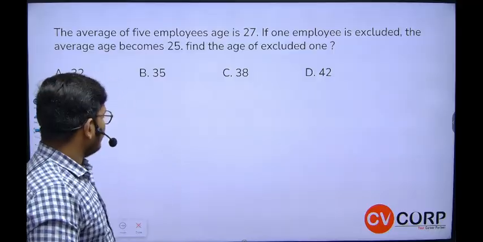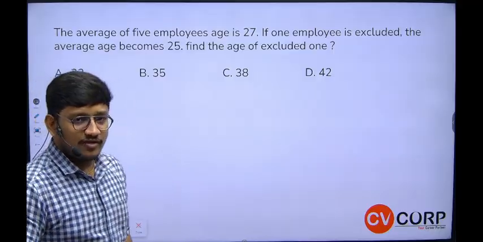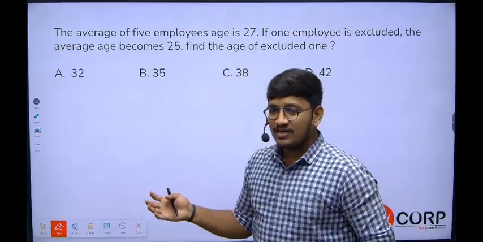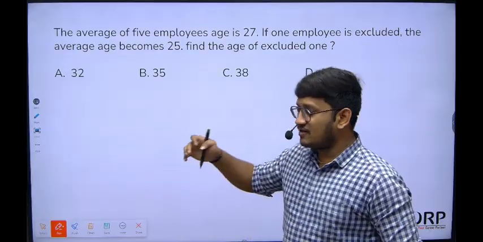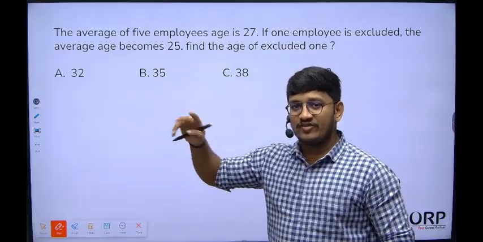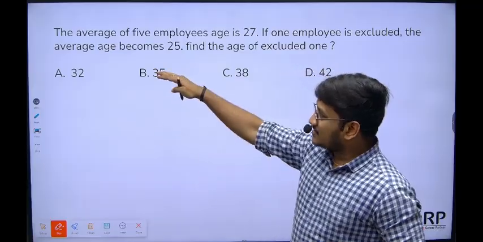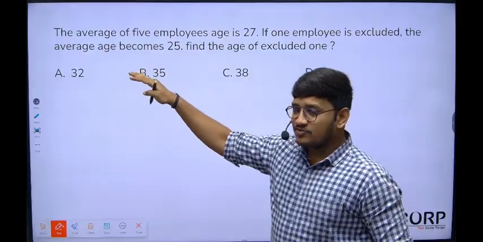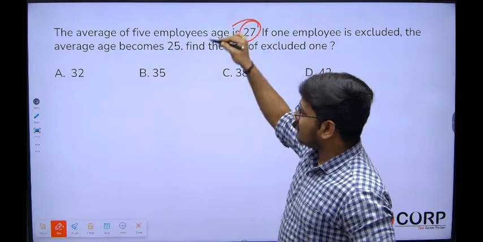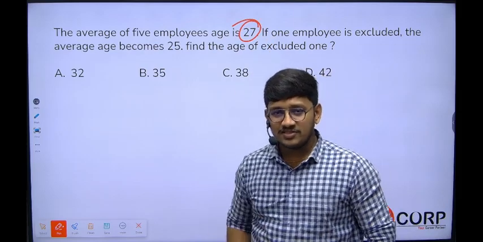Super. So the same question. If you want to know how we can solve this, obviously the formula method, you all know that. I don't want to explain the formula method for the remaining questions. Let's go with the chocolate method, two different ways of understanding the question. There are 5 employees, right? The average age of the 5 employees is 27 years.